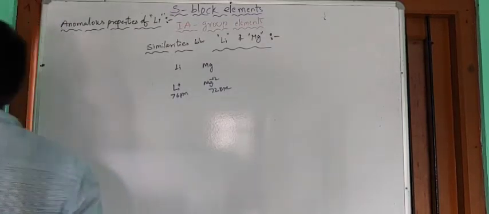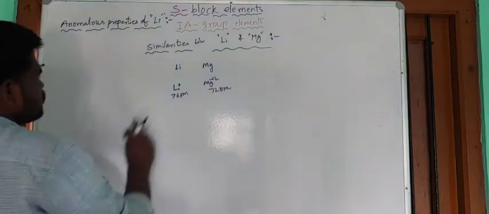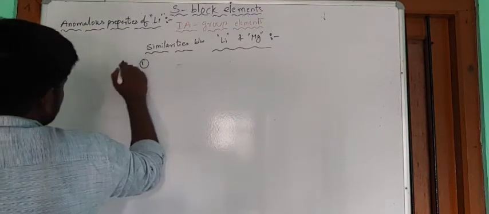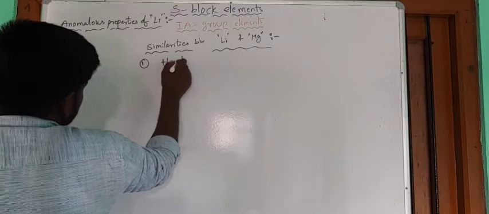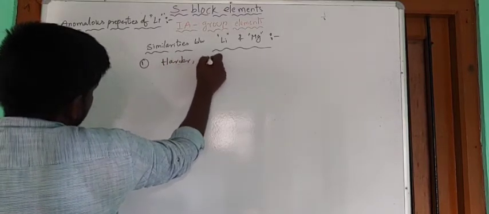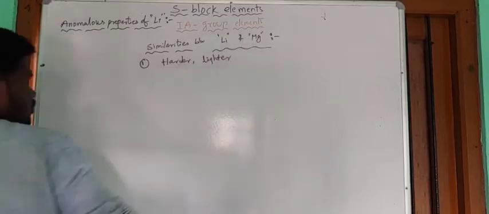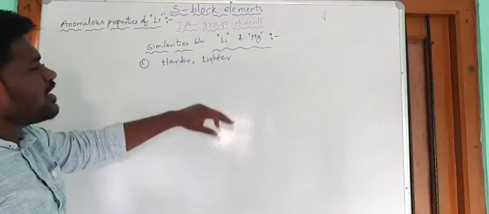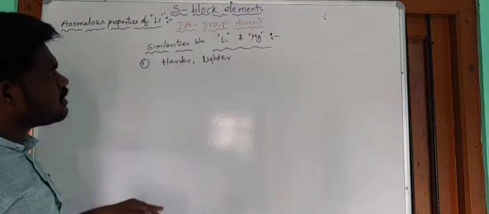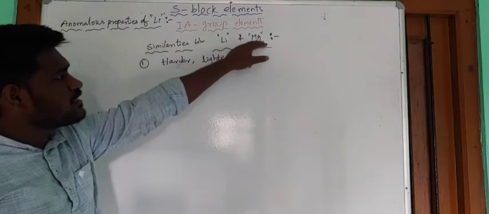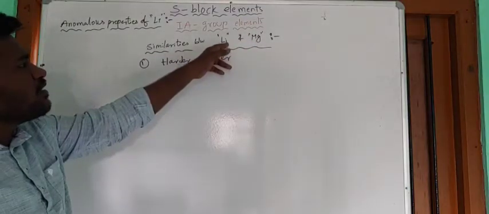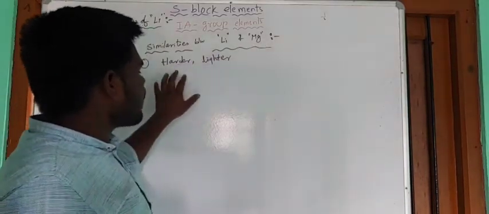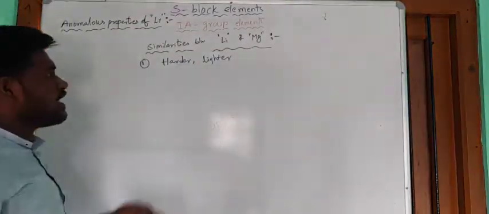Now let us discuss similarities between these two. First one, these two are harder metals. And next, they are lighter metals. Lithium and magnesium both are harder and lighter compared with the elements present in group 1A and group 2A respectively. Lithium is harder and lighter compared with the first A group elements, like that magnesium is harder and lighter compared with the second A group elements.